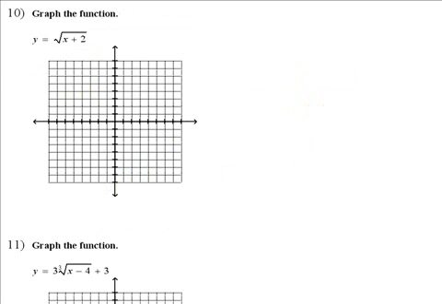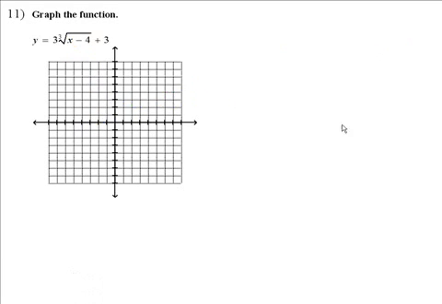Number 10, I've got the square root of x plus 2 with the plus 2 inside the root this time. How's that going to move? It's going to go 2 to the left. So we're going to go 2 to the left, 1, 2, and then we'll just draw the shape. Kind of looks something like that.